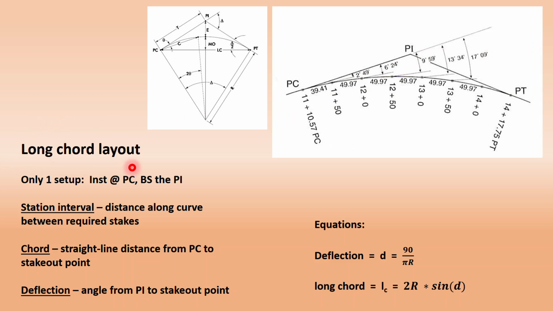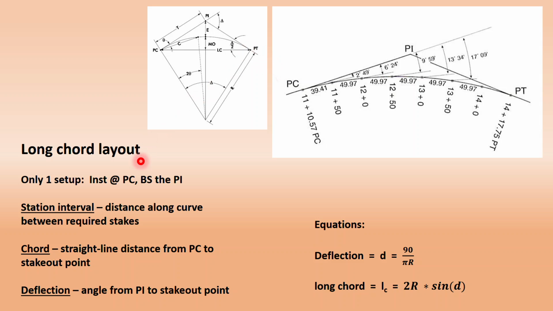And the long chord layout is the most common when you're calculating horizontal curve stakeout data, and it only requires one setup, and it assumes that the instrument is at the PC. I put a traditional horizontal curve diagram back up here for reference. And remember, the PC is the point of curvature. You have your incoming tangent, or your back tangent, I guess. You have your arc distance along the curve, and then you have your outgoing tangent, or your forward tangent, and you're ending your curve at the PT, the point of tangency.